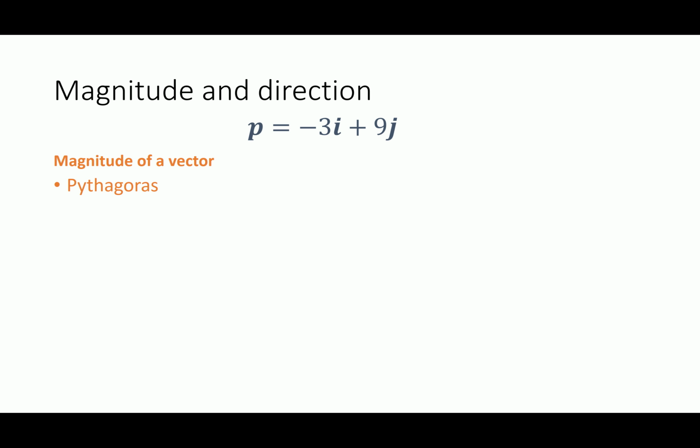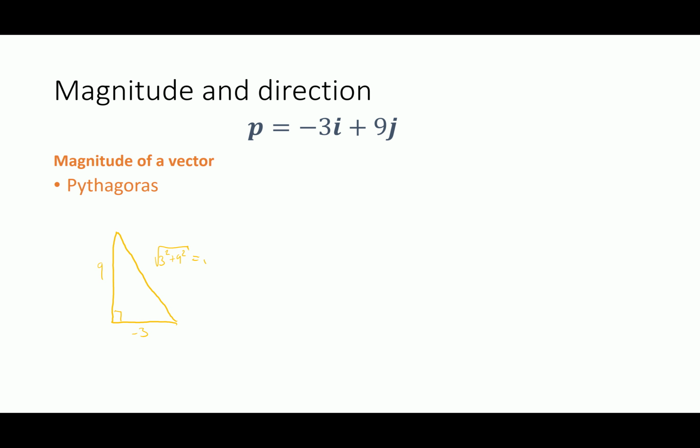If I draw this vector out, minus 3i plus 9j, so here's my minus 3 and here's my 9. If I want to know how long that vector is, if I want to know its distance, its magnitude, then unsurprisingly I've got a right-angled triangle because my unit vectors are orthogonal, and I need to do 3 squared plus 9 squared square rooted. Now you might be asking at this point, why am I not doing minus 3 squared?